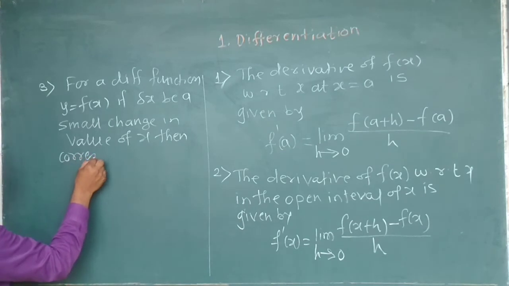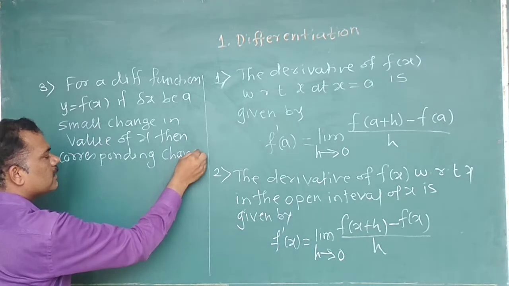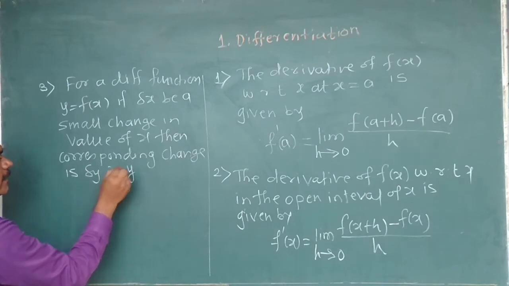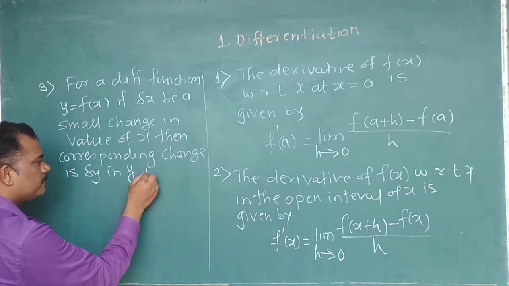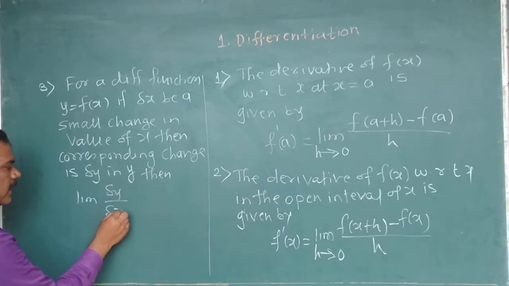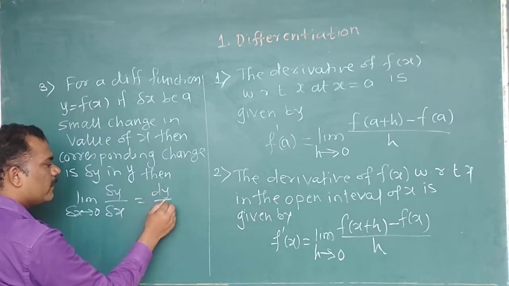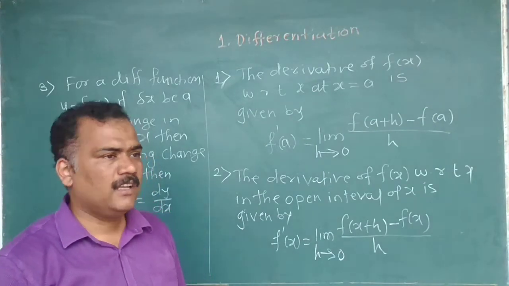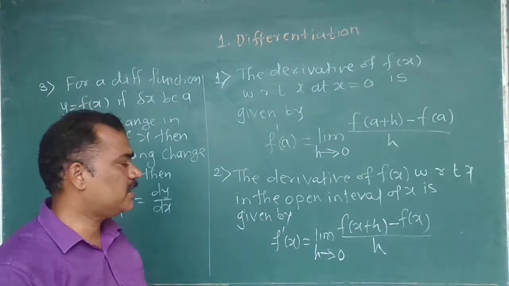the corresponding change is delta y in y, then limit of delta y upon delta x as delta x tends to 0 is equal to dy by dx. This is also called Leibniz notation. This Leibniz notation we have to use in the theorems, so this notation is more important.